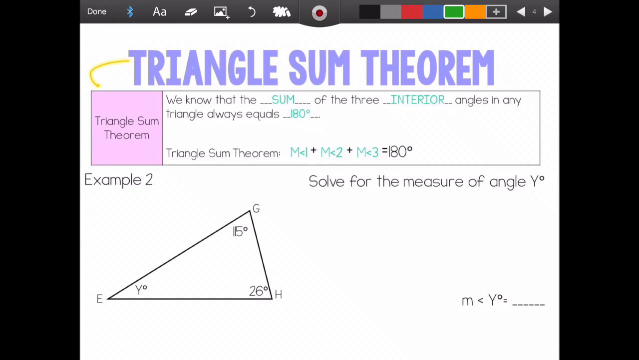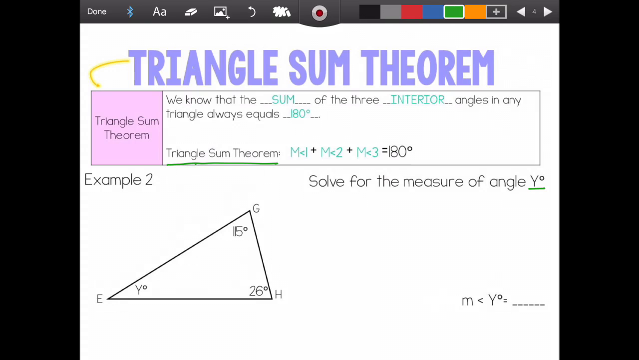Okay, so welcome back. You should have answered two questions, example 2 and example 3. We're going to go over them really quickly just in case you might have missed them, so that you can get a little more clarification. Again, we're using the triangle sum theorem to solve for angle y.